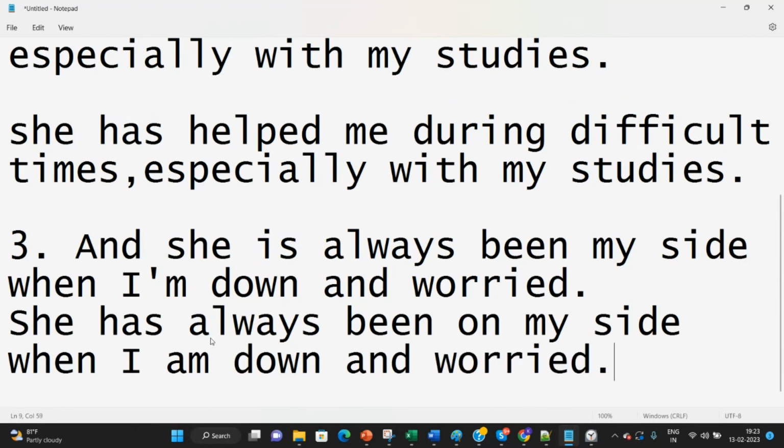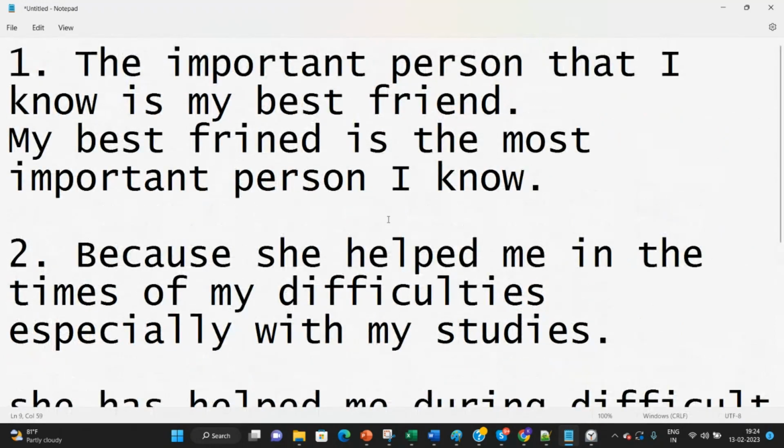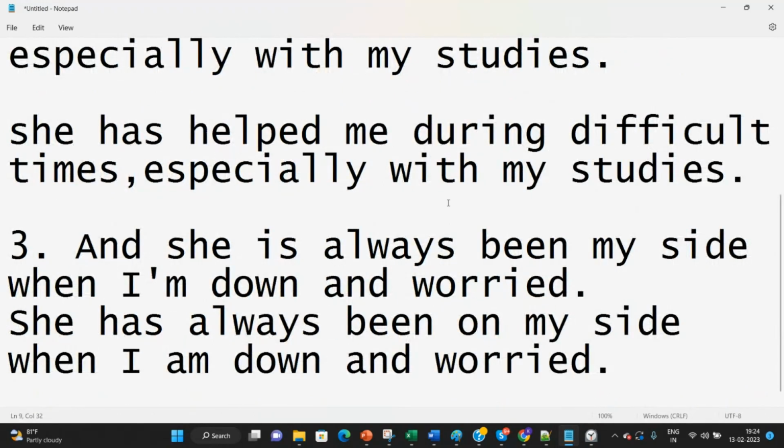Preeti? Yes, ma'am. If you read your three sentences now, it comes as, my best friend is the most important person I know. She has helped me during difficult times, especially with my studies. She has always been on my side when I'm down and worried. How is it now? Is it making more meaning?